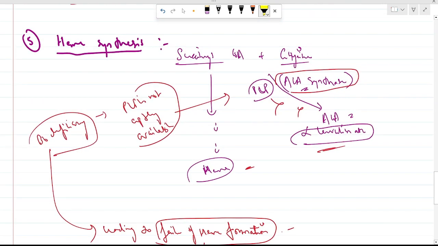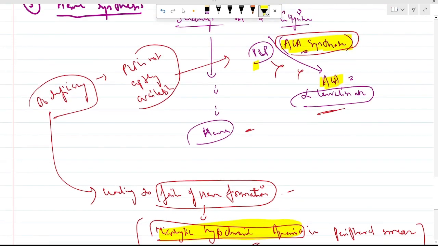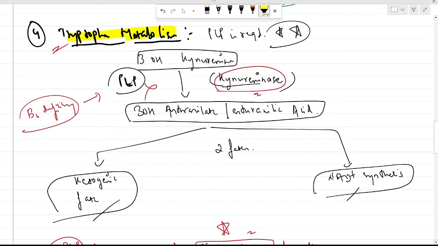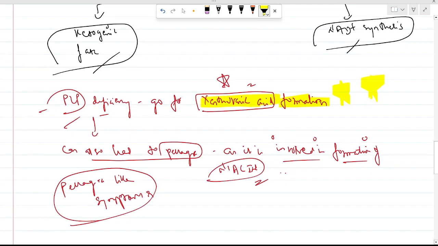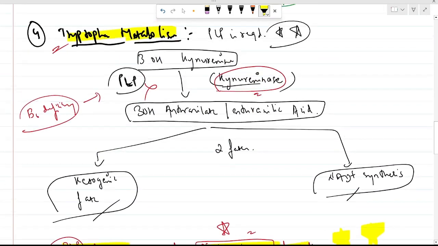Next is the heme synthesis. This intermediate, ALA synthase enzyme, requires PLP, whose deficiency leads to microcytic hypochromic anemia in the peripheral smear. Deficiency of B6, microcytic hypochromic anemia. Next, tryptophan metabolism. B6 deficiency leads to xanthurenic acid formation. This is very important. So a lot of star marks, xanthurenic acid formation. This can also lead to pellagra, or more specifically pellagra-like symptoms. We've seen the pellagra-like symptoms. This is the carcinoid syndrome. There is Hartnup's disease, and in this PLP deficiency they are involved in the formation of niacin. Niacin is also derived from tryptophan.